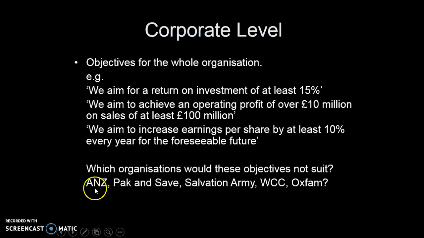Obviously, this would be very much in the realm of ANZ and Pack and Save, you could argue. Possibly not so much the Salvation Army, because they're not really driven by the profit objective. Likewise, Oxfam as a charity, quite similar to the Salvos. But also Wellington City Council possibly wouldn't be measured so much in terms of this type of gain. So the ones it wouldn't suit would be these ones here, Oxfam and the Salvos as charities, and as a public sector organisation, Wellington City Council.